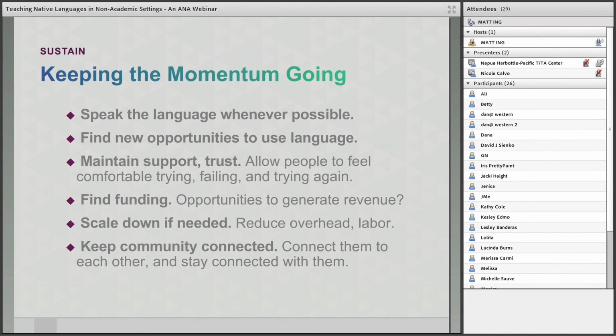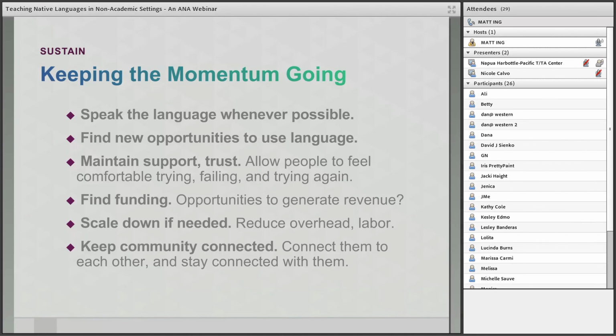Keep the momentum going. You have to speak the language whenever possible and find new opportunities to use the language. We're very fortunate in Hawaii because Hawaiian is an official language of the state, so you can go up to an ATM and press Hawaiian, and all of the commands for the ATM will come up in Hawaiian. So this is a new opportunity, but it's also using it in a context where it's part of everyday life.